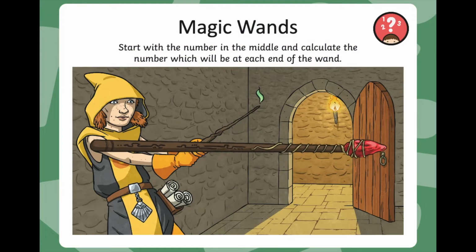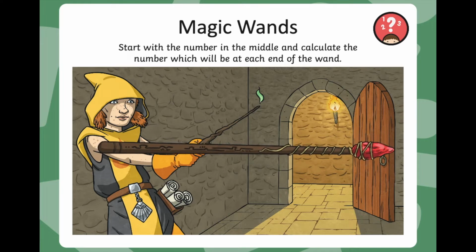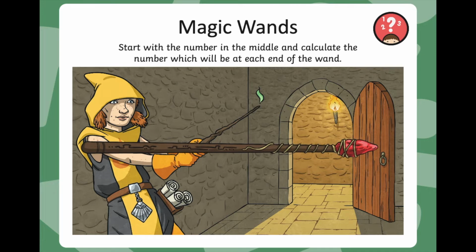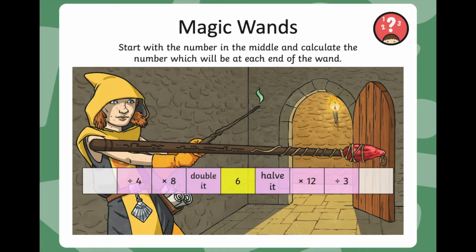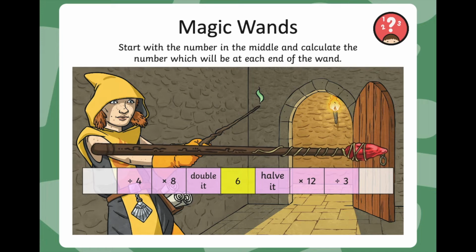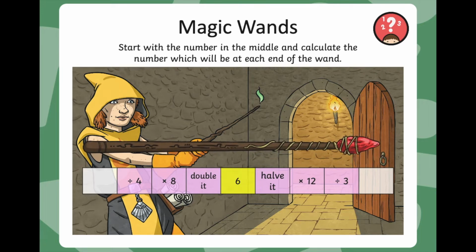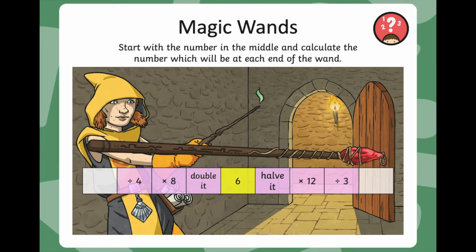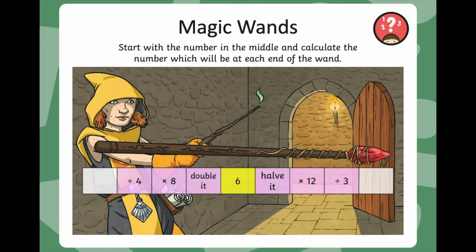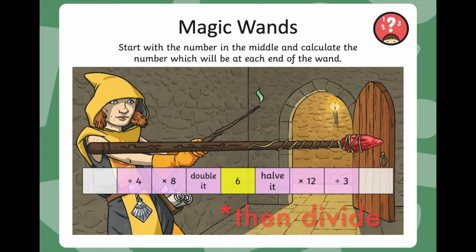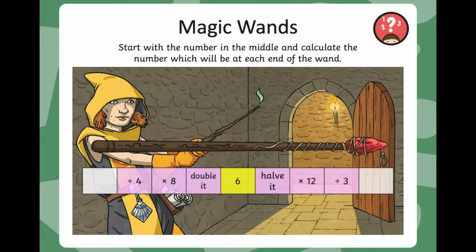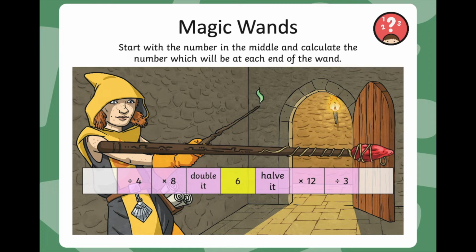This is a starter activity. It's called Magic Ones. So you need to start with the number in the middle and calculate the number which will be at the end of each wand. So the first one, we're starting off with 6, and going to the left, you need to double it, then times that by 8, then divide that by 4 and see what you get. And on the right, you need to halve 6, then times that answer by 12, then multiply that answer by 3 and see what you come out with. So pause the video now and have a go at that.